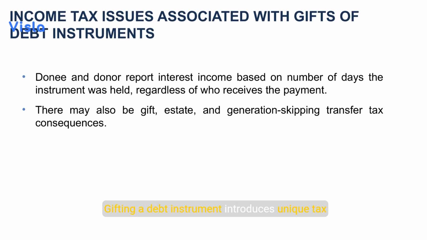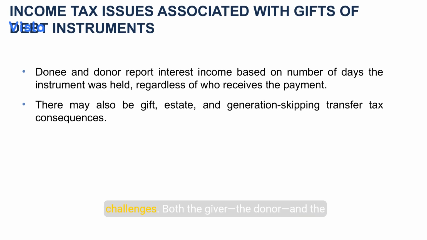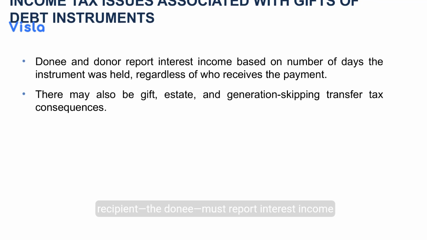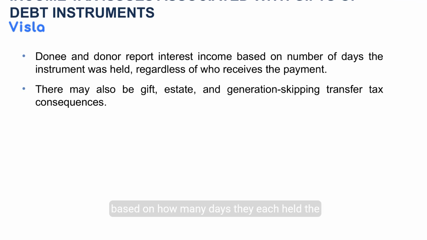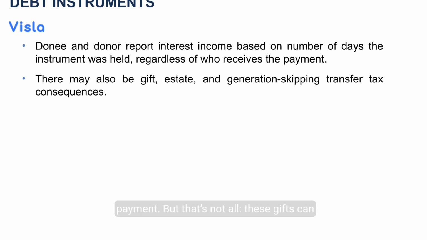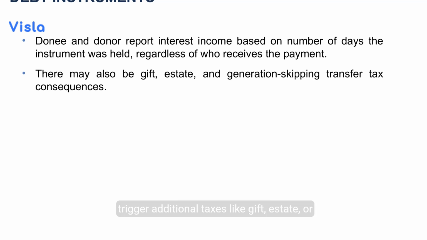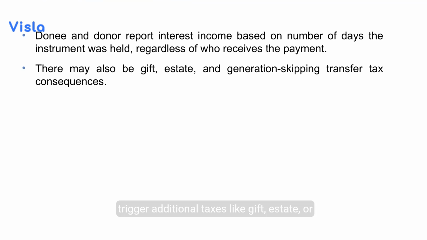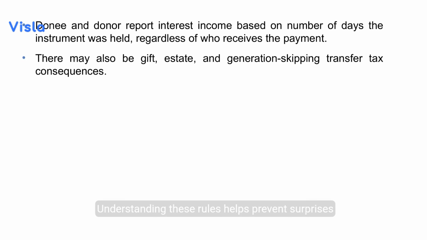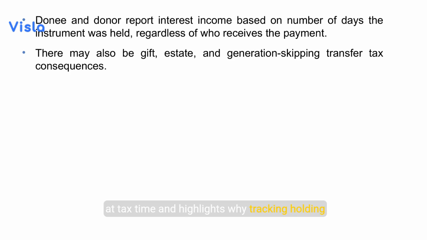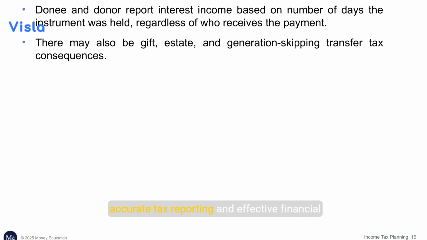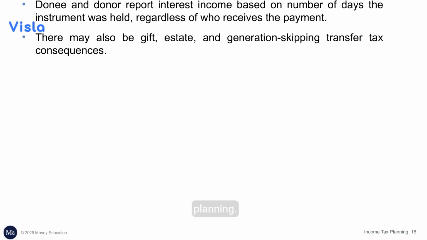Gifting a debt instrument introduces unique tax challenges. Both the giver, the donor, and the recipient, the donee, must report interest income based on how many days they each held the instrument, not just who ultimately receives the payment. But that's not all. These gifts can trigger additional taxes like gift, estate, or even generation-skipping transfer taxes. Understanding these rules helps prevent surprises at tax time and highlights why tracking holding periods and transfer details is essential for accurate tax reporting and effective financial planning.